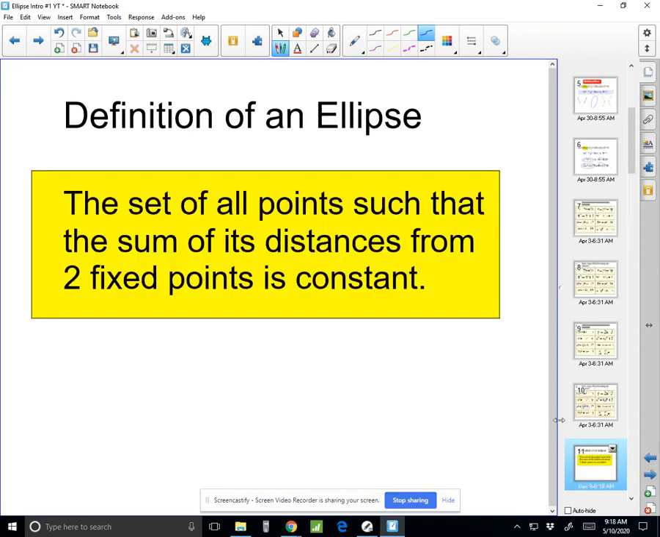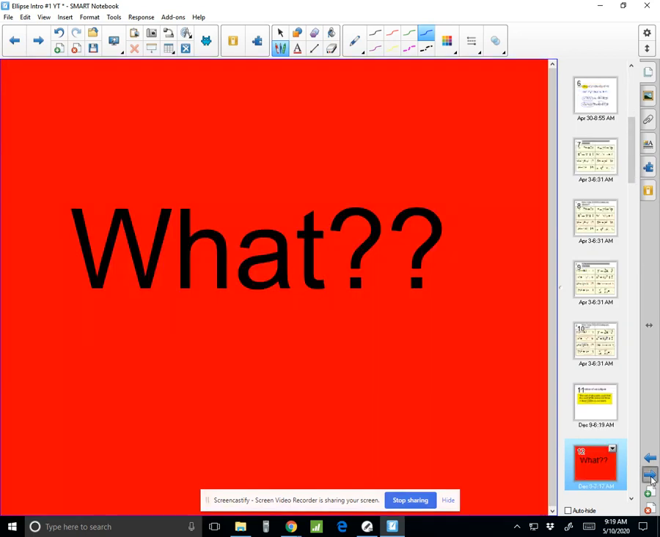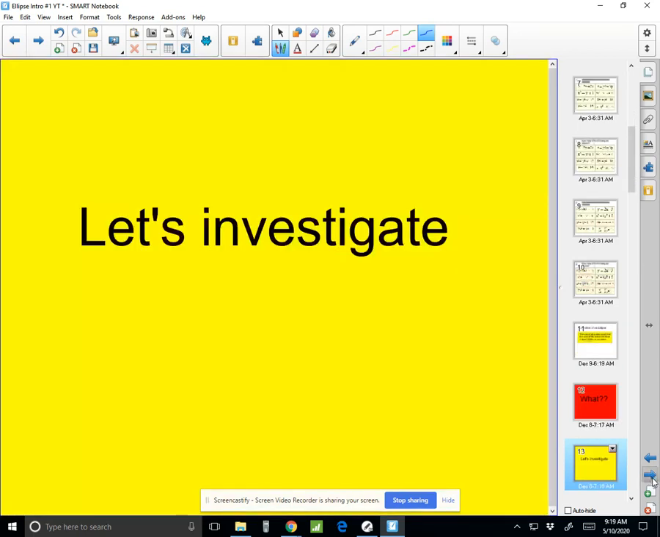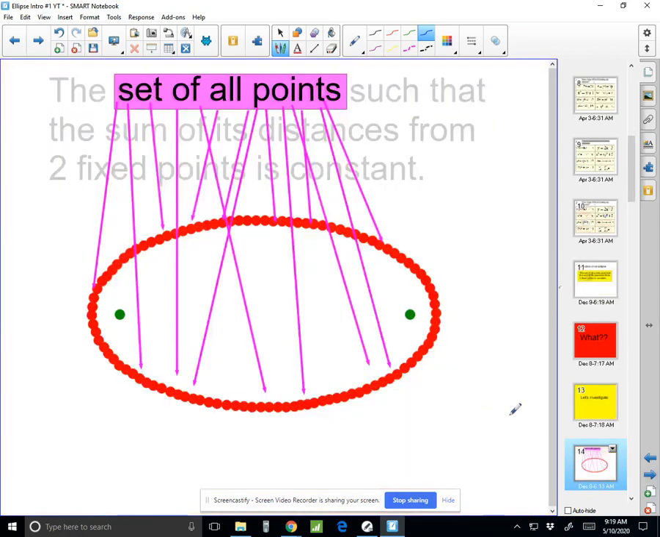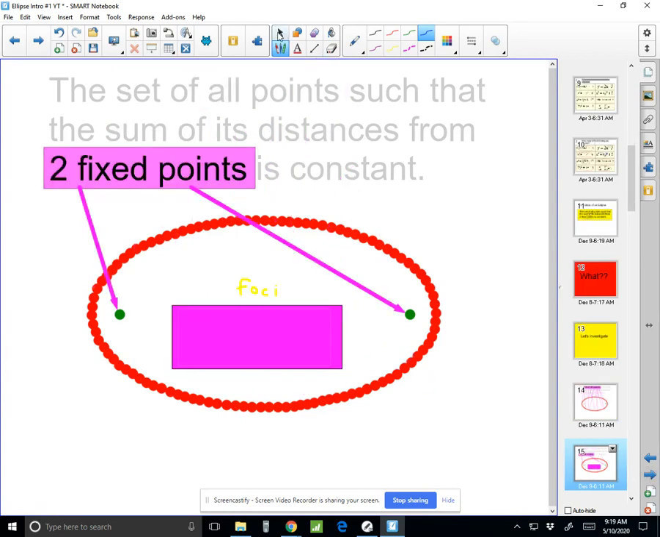Let's look at the definition of an ellipse. It's the set of all points such that the sum of its distances from two fixed points is constant. What? Well, let's investigate that. I mean, this is math class. The set of all points refers to the ellipse itself, and the two fixed points refers to the foci.